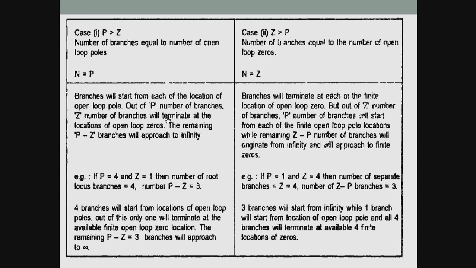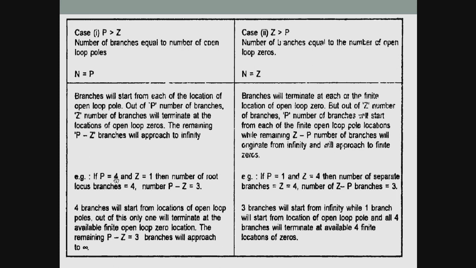So branches will start from the location of open loop poles, out of the p number of branches. So z number of branches will terminate at the location of open loop zeros. The remaining p minus z branches will approach infinity.